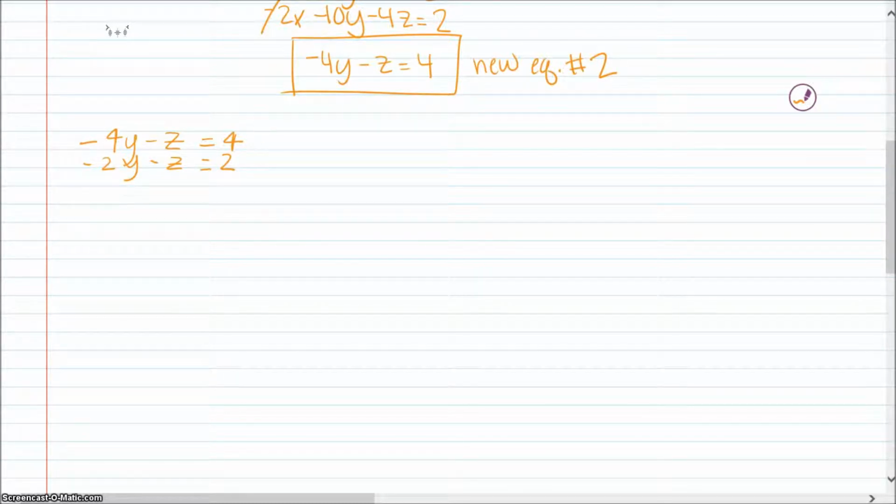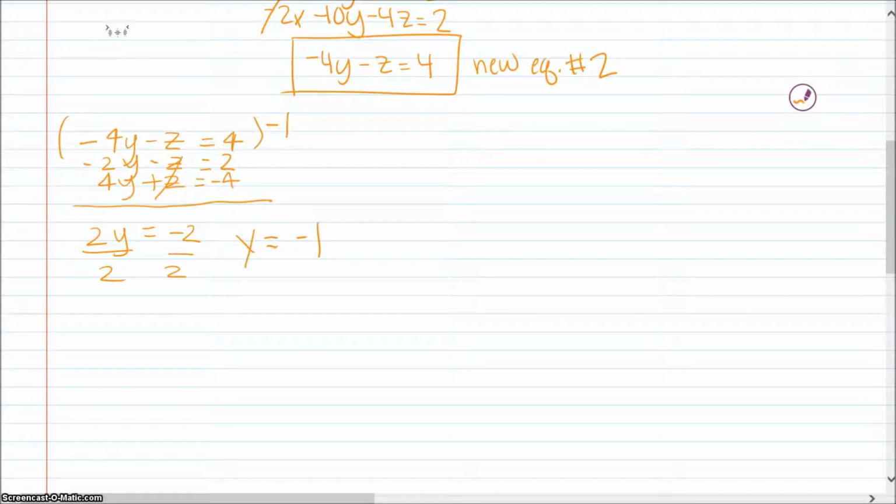I'm going to multiply the first equation by negative 1. So we're going to get 4y plus z equals negative 4. So our z's cancel out. So we're going to have 2y equals negative 2. And then we're going to divide by 2 on each side. And we get y to equal negative 1.